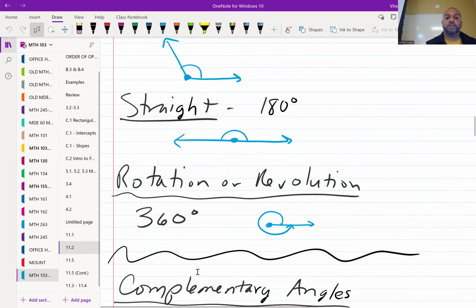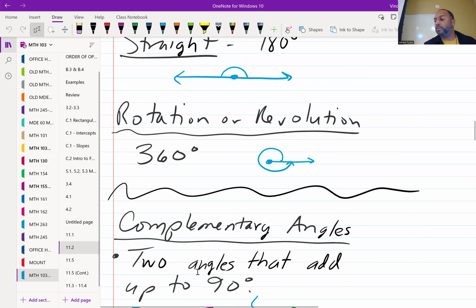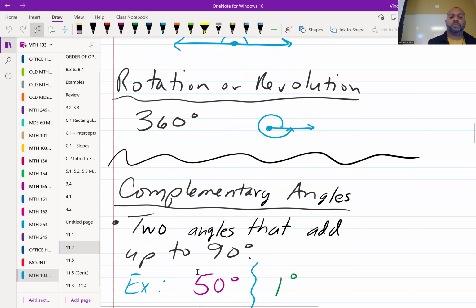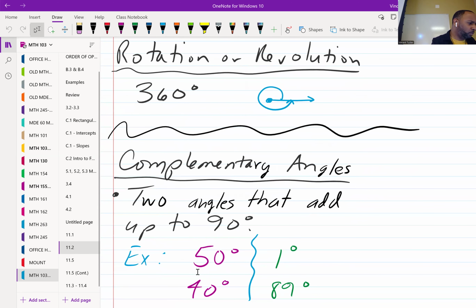All right. Rolling up. All right. So complementary angles, just two angles that add up to give you 90 degrees. So 50 and 40 are complementary. 1 and 89 are complementary.